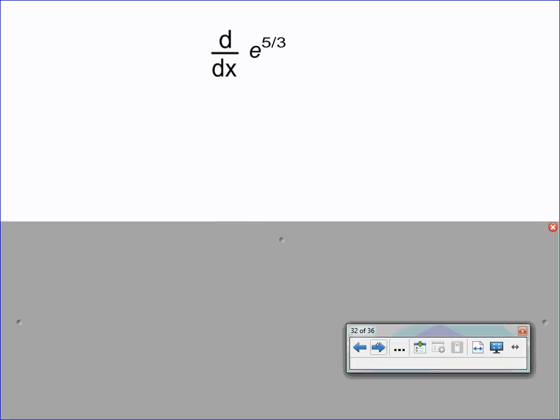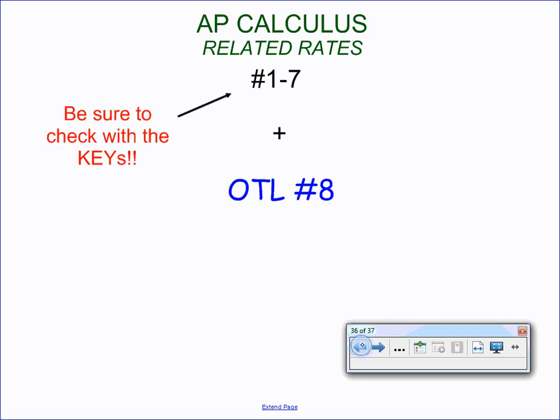So this is your homework. Our homework is the OTL number 8 half sheet, and then just do 1 to 7. We're going to save numbers 8 through 13 for our review day. Only do 1 through 7 on the packet. 1 through 7 are ones that we should be able to handle at this stage without much trouble. After that, it gets a little bit more complicated, like the water cone ones. So don't forget the OTL half sheet, and then numbers 1 through 7 only on the related rates sheet. Does that make sense? Awesome. I'll go ahead and stop the recording.